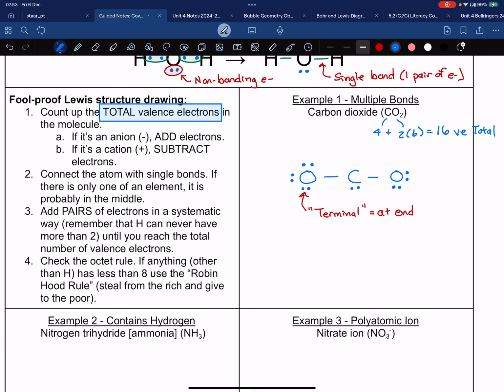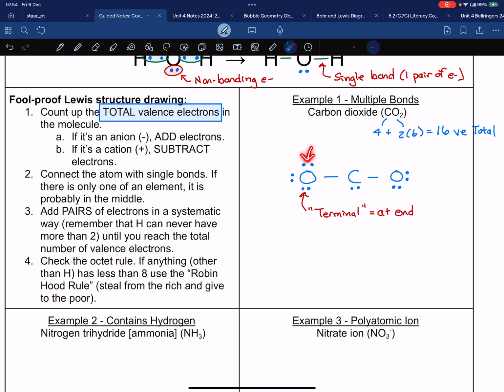Now you see what I've done is I have filled up the one I started with, and then I just continued on around, right? So I started here and I went counterclockwise and I just went all the way around, all right? And the key really to make it easy on yourself is to fill up that first terminal atom. All right, then we check the octet rule. If anything has less than 8, use the Robin Hood rule. Steal from the rich, give to the poor.